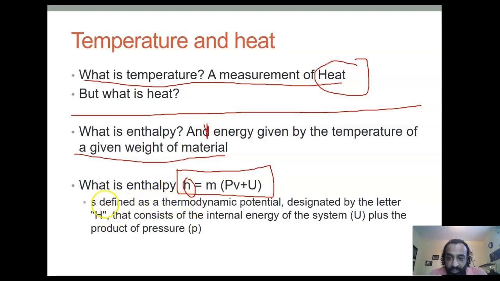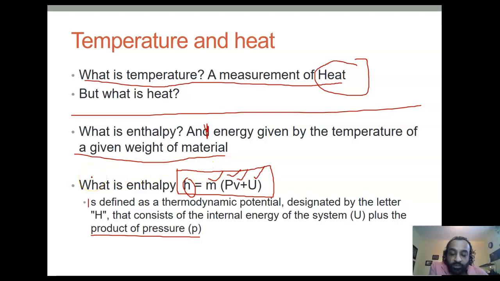So this here is defined as the thermodynamic potential, designated by the letter H, that consists of the internal energy of the system plus the product of pressure. So don't worry about that a lot, but at least you know that enthalpy is the amount of potential energy in a substance. And here we have the pressure as one part, specific volume, which is the inverse of density, and internal energy, and this is mass.